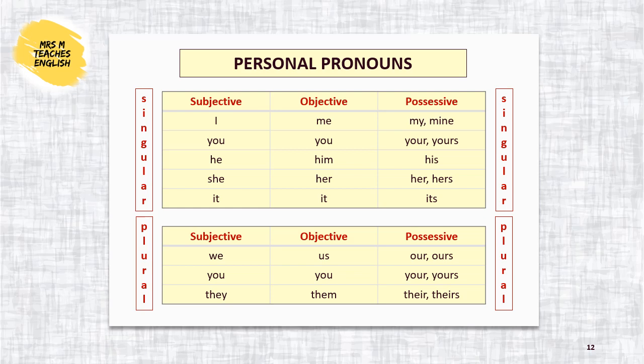The last column shows how pronouns change when they indicate possession. In the singular, we say, the ticket is mine, that jersey is his. In the plural, the victory is ours, the defeat is theirs. These columns show us what we call the case of the pronouns.